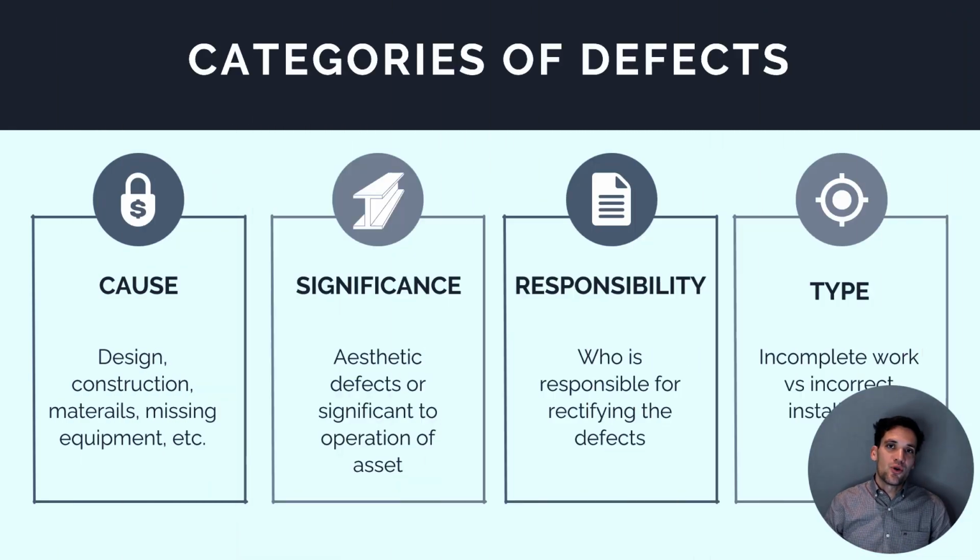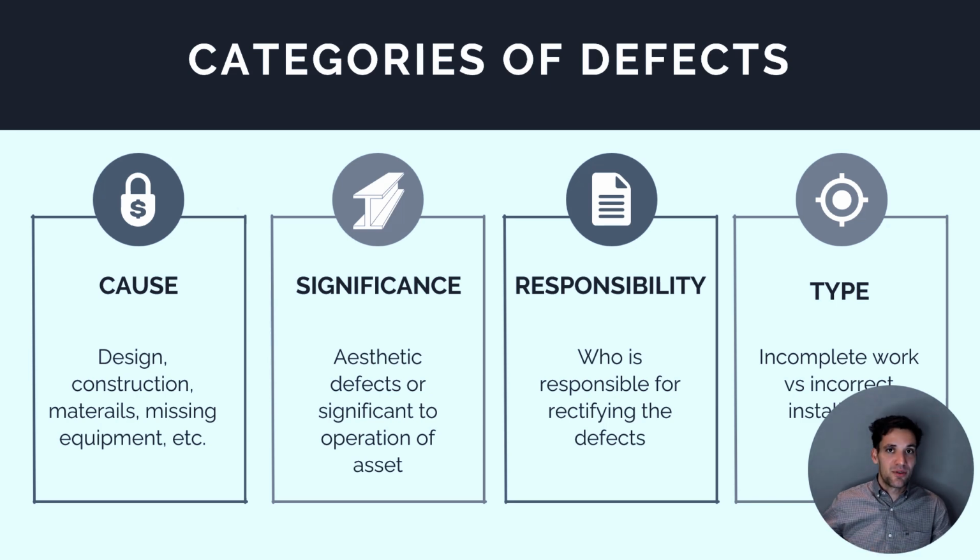Okay, let's now talk about all the different categories of defects. So what are all of the different types of defects that exist on construction projects? So the first one, we can categorize defects based on their cause, whether they're caused by incorrect design, incorrect construction methodology, the wrong materials being used, missing equipment, these sorts of things. So defects can be broken down based on their cause.